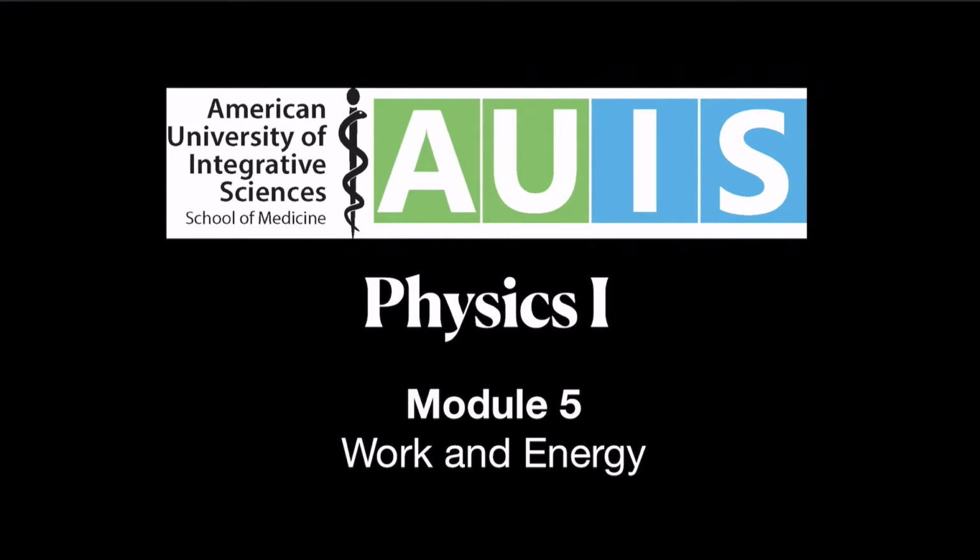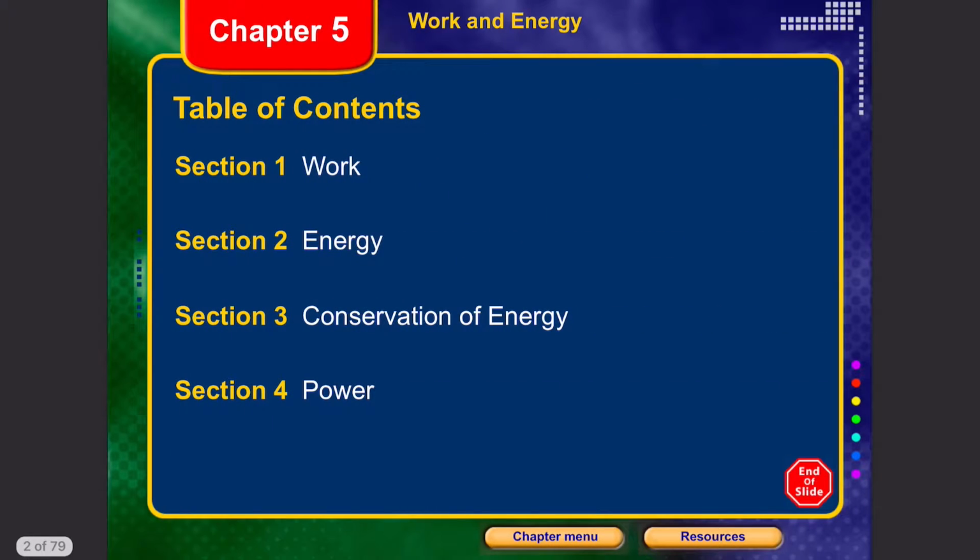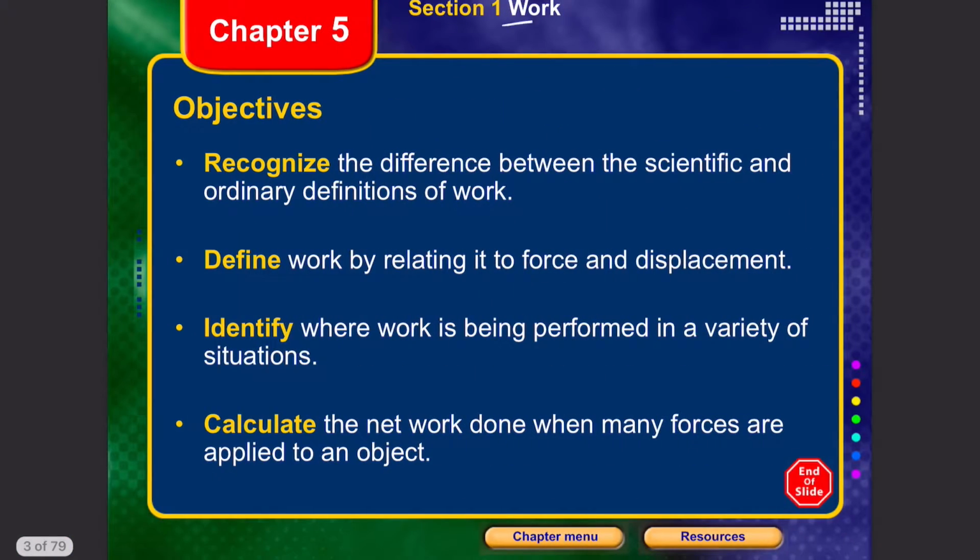Hello everyone, welcome to Module 5, Work and Energy. So in this lecture, we're going to talk about work, energy, conservation of energy and power. So let's start with section 1, work.